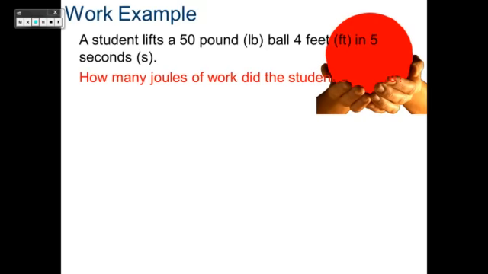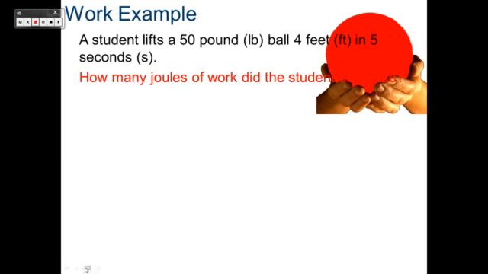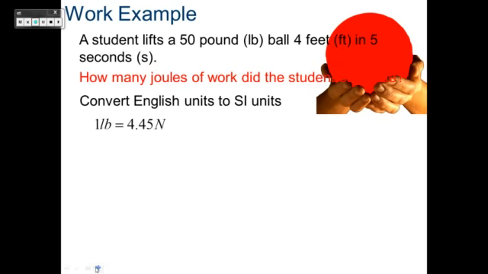Here's an example of work. A student lifts a 50-pound ball 4 feet in 5 seconds. We want to know how many joules of work this student used. The first thing to do is convert the units from English standard units to SI units. To do that, I know that 1 pound is 4.45 newtons and 1 foot is 0.305 meters.